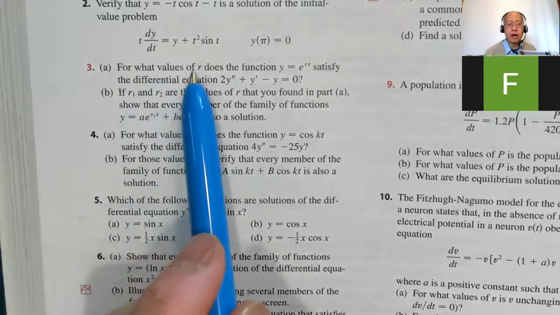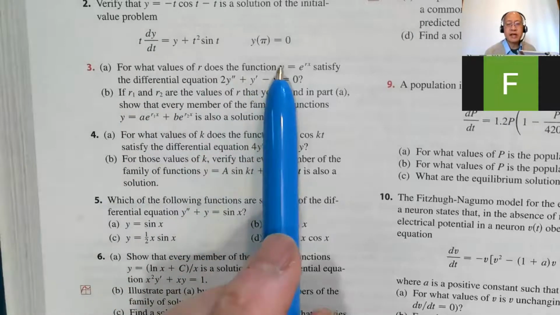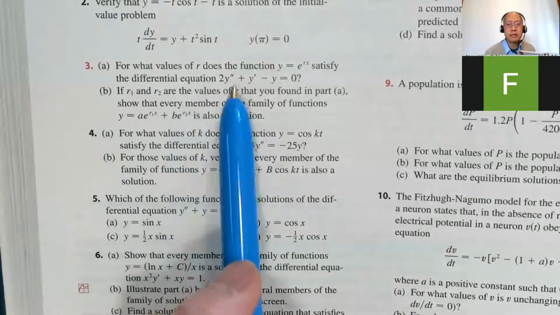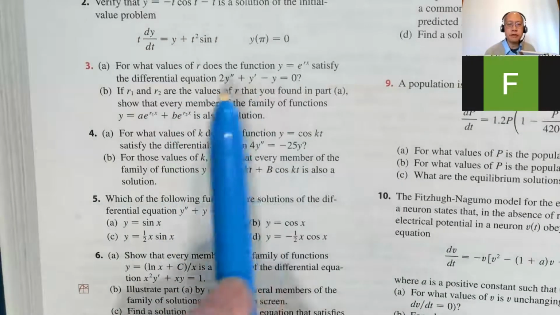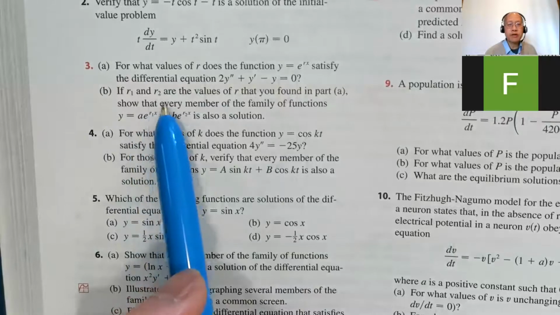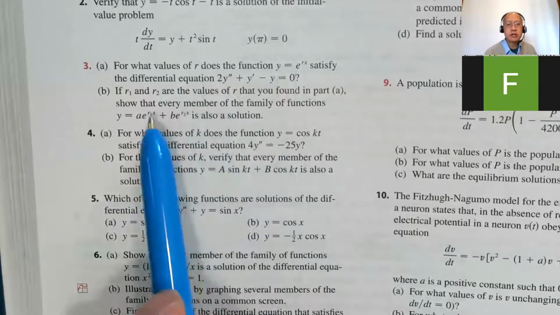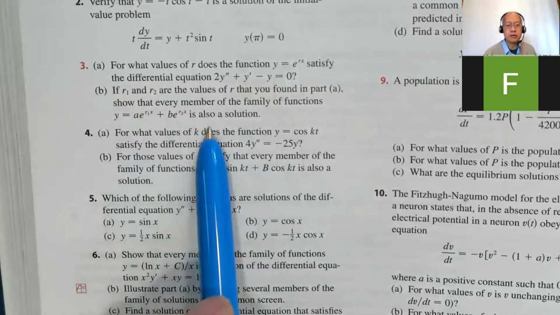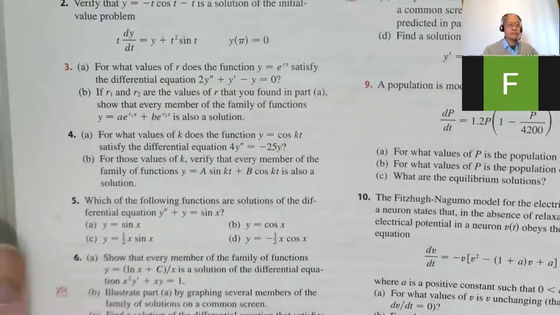For what values of r does the function y equals e to the r x satisfy the differential equation 2y double prime plus y prime minus y equals 0? If r1 and r2 are the values of r that you found in part A, show that every member of the family of functions y equals blah, blah, blah is also a solution. Okay, what are they talking about here?